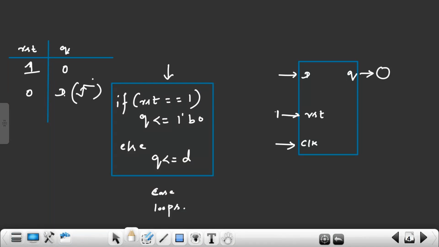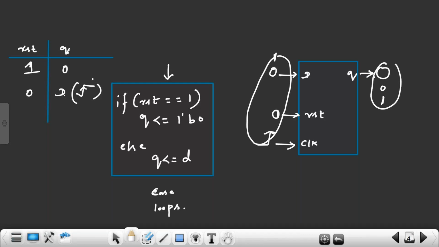After that, make reset as 0. Then apply D as 0. Observe what is the output. At positive edge, I should get Q as 0. Now apply D as 1. Right? Then at the next positive edge, I should get Q as logic 1. So apply different inputs and observe what output you are getting. If you are getting the intended output, what you want, then your functionality is met.